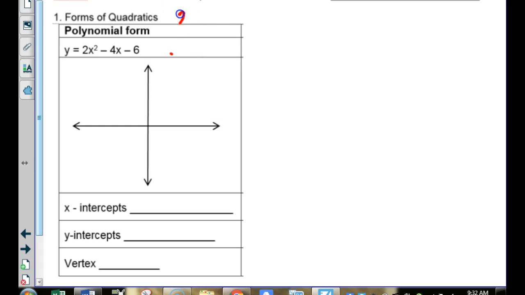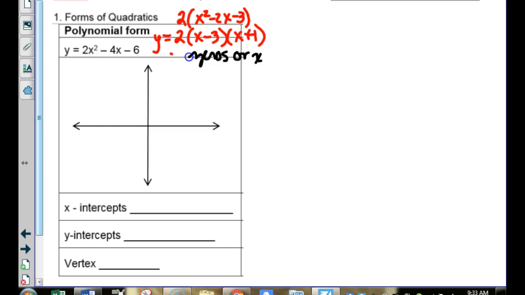Can we, if we pull out a 2, does it get any nicer? Could we factor it then? Okay. This is now called factored form, but what does that help us find? Not the vertex. It will eventually, but we can find the zeros or the x-intercepts, right? Those are the same thing. The zeros are called the x-intercepts. So where does it equal 0?